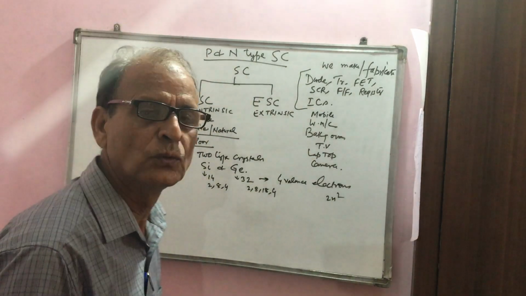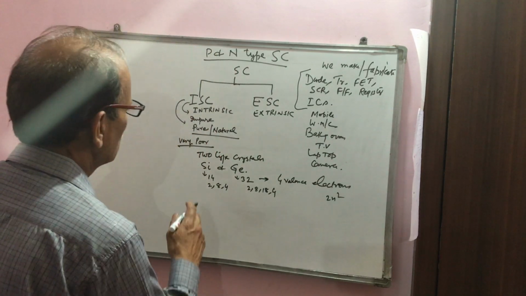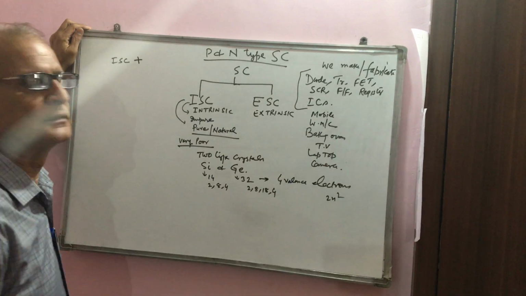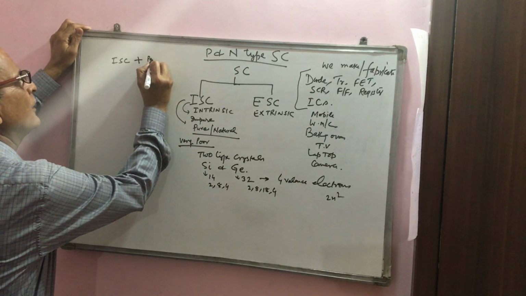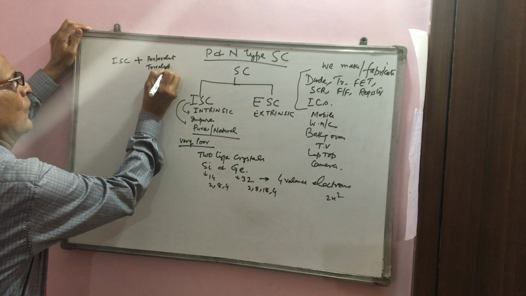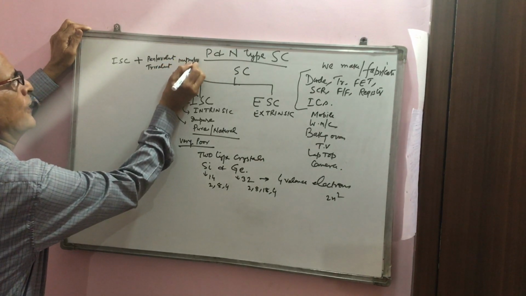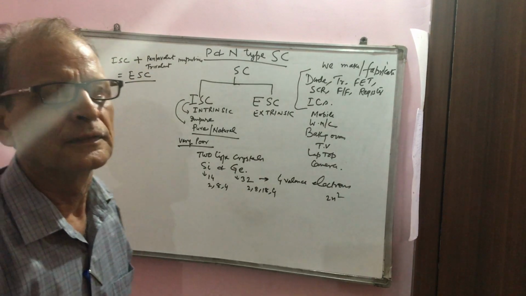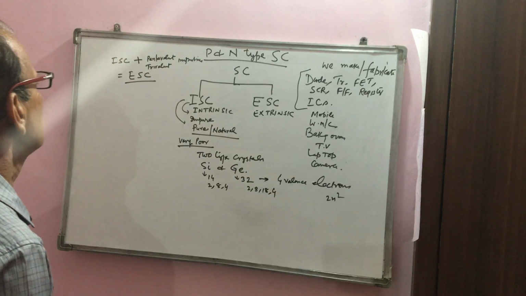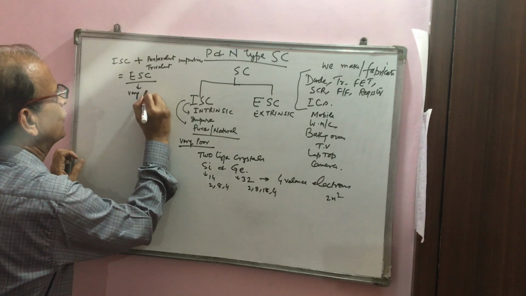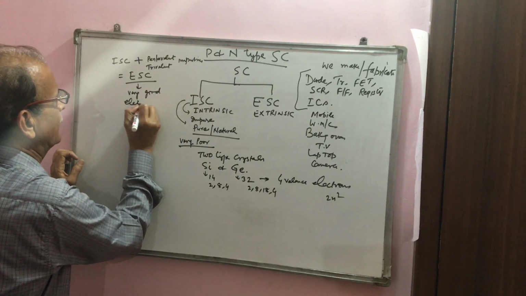So in this intrinsic semiconductor, when we add a pentavalent or trivalent impurities, then we get extrinsic semiconductor. How we will get it, I will explain to you. This extrinsic semiconductor has a very good electrical conductivity.